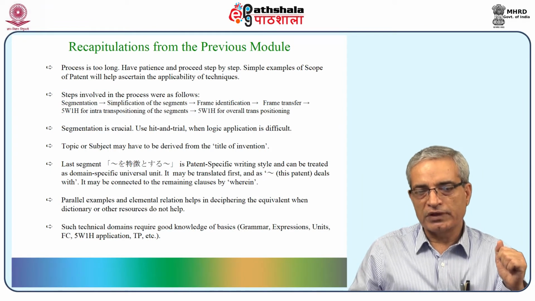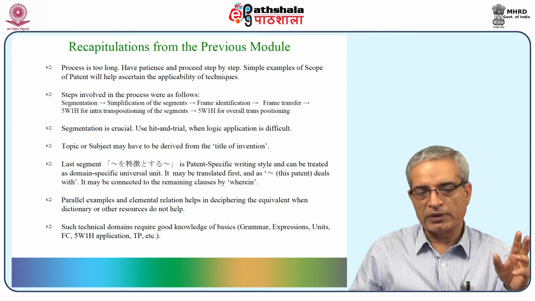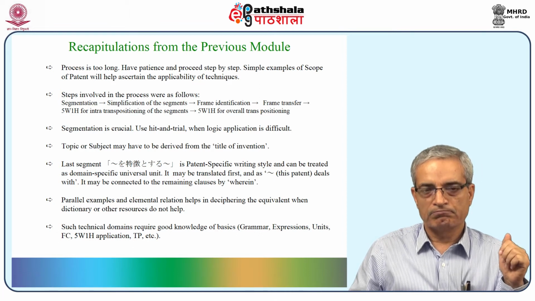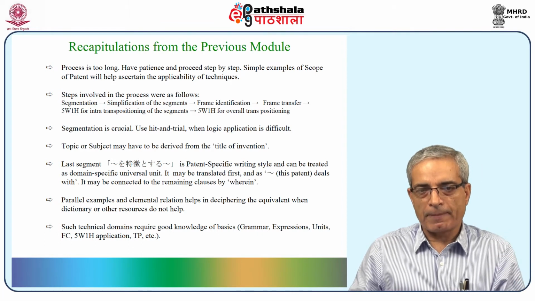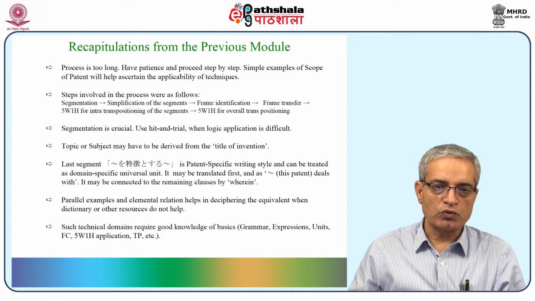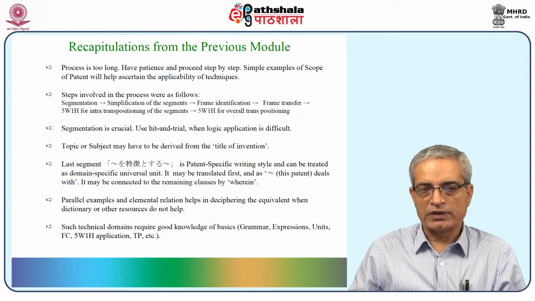Let's recapitulate what we have done in the previous module. The process is too long, means when we apply the techniques, we find that the process is not so simple. It appears too long. I will advise you to have patience and proceed step by step. Simple examples of scope of patent will help ascertain the applicability of techniques. The steps involved in the process were as follows.